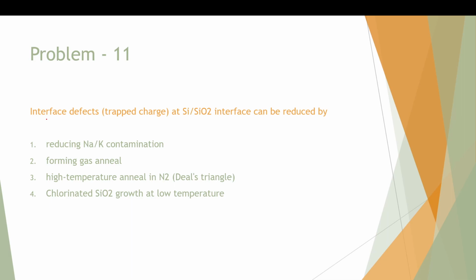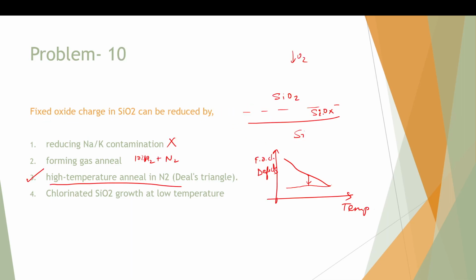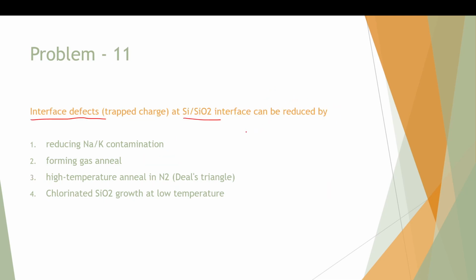Another form of defects is interface defects, that is, trapped charge at the silicon dioxide interface. So this was fixed oxide charge, which is in the oxide layer, the SiO2 layer. At the SiO2/Si interface, there are defects due to the hanging silicon bonds. There are some silicon atoms with unsatisfied valencies.